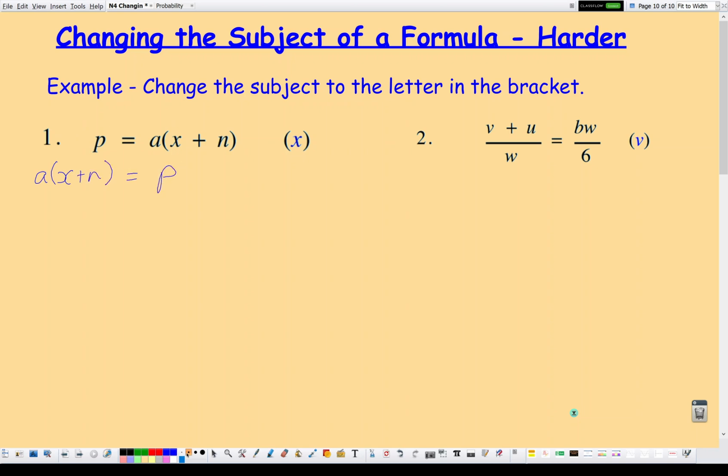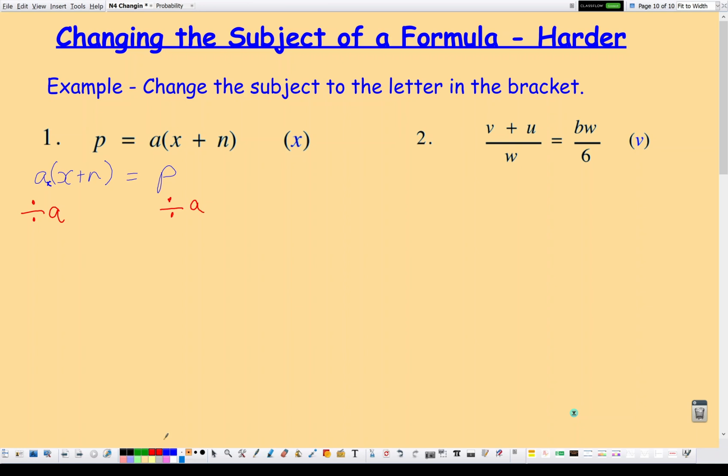Always start with that process if your subject is not on the left hand side. The only time you wouldn't do that is when your new subject is a negative value, which it isn't right now. So we need to strip away everything that's on the same side as x. The first thing we have is this a, which is multiplying this bracket. That is the first thing we want to get rid of, and we undo that by dividing both sides by a. So write that in there, divide by a, divide by a.